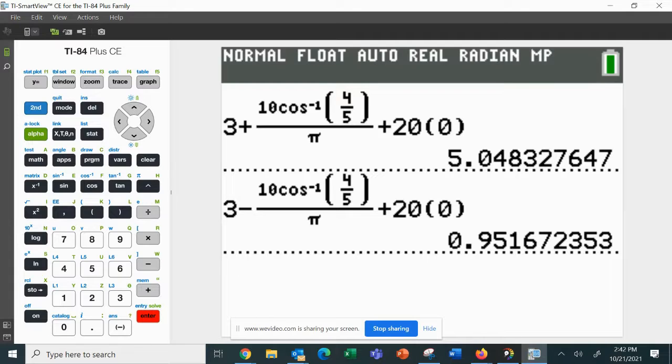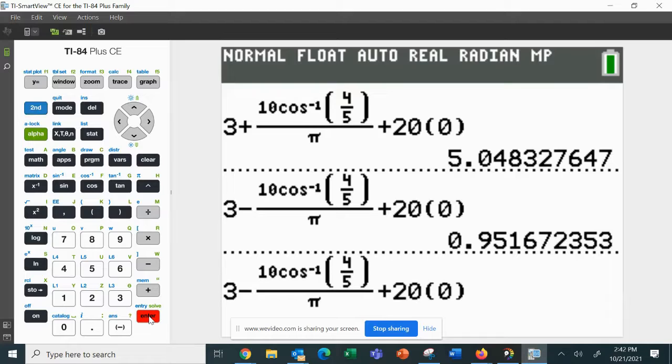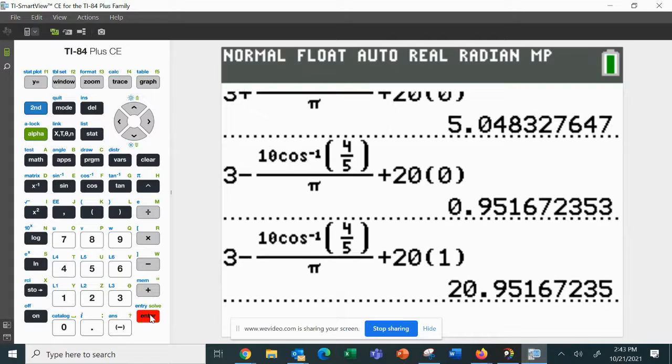So then what would be our third positive answer? These are the first 2 positive answers. It would be taking the second one, the smaller of the 2, and adding 20 times 1. The second one's going to give us the next positive. Okay? So that is section B.